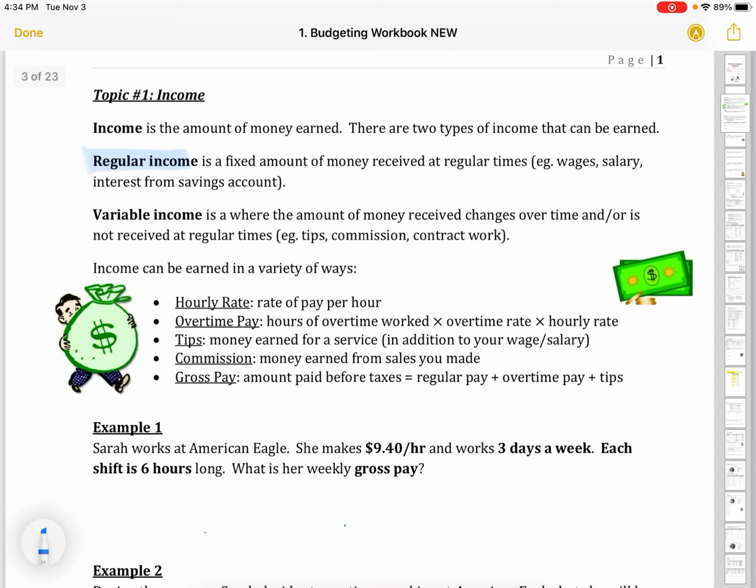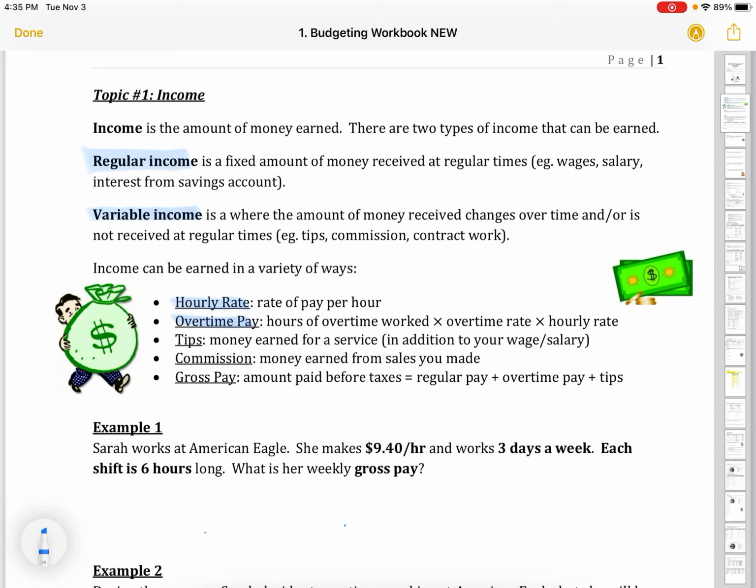You can have regular income, which is a fixed amount of money received at regular times, so things like wages, salaries, interest from a savings account. Or you can have variable income, where the amount of money received changes over time, or it's not received at regular times. So things like commissions or tips or contract work. It's sporadic. You can earn income as an hourly rate, as overtime pay.